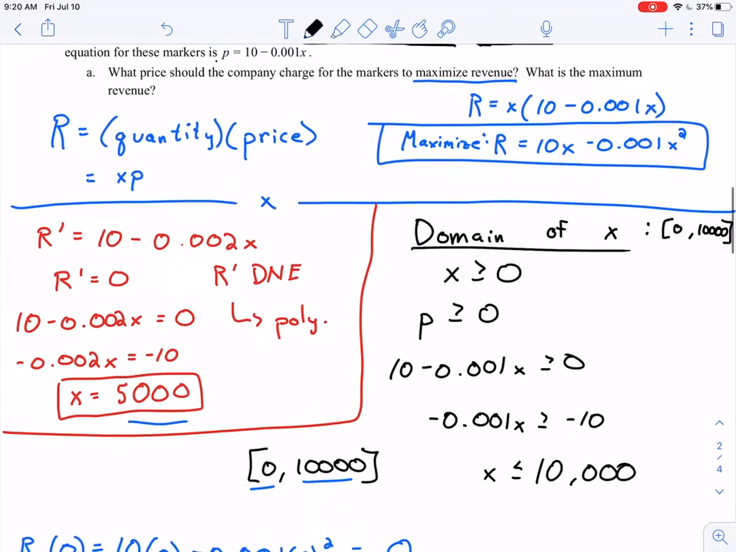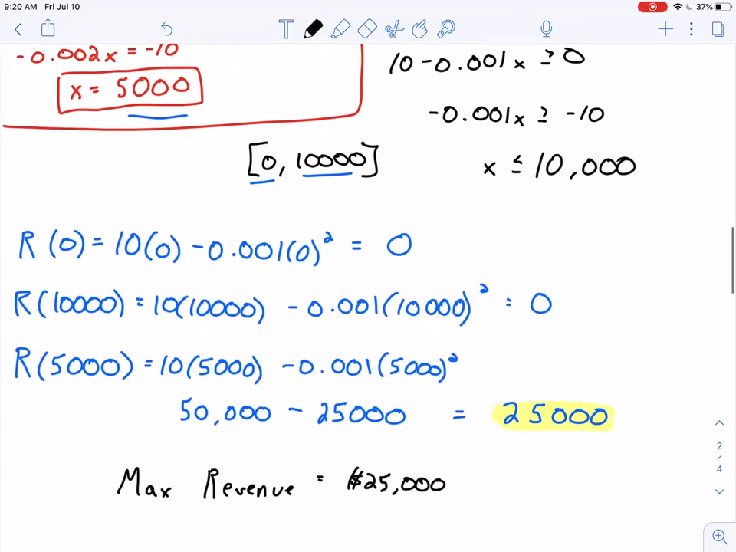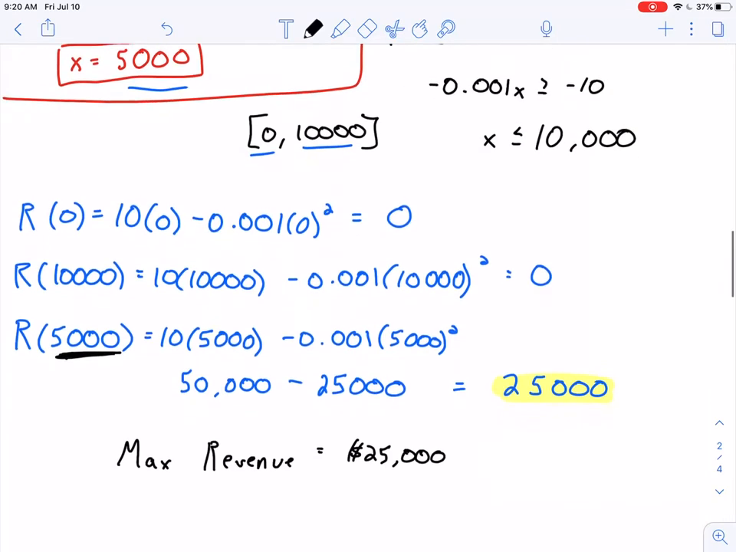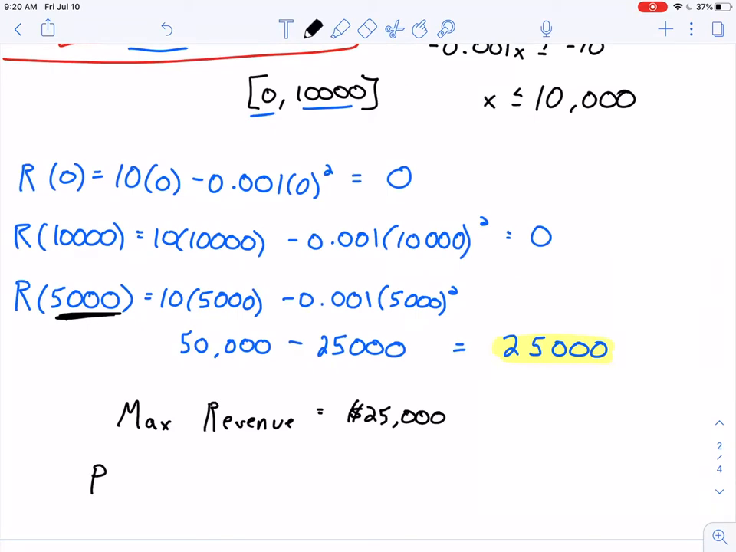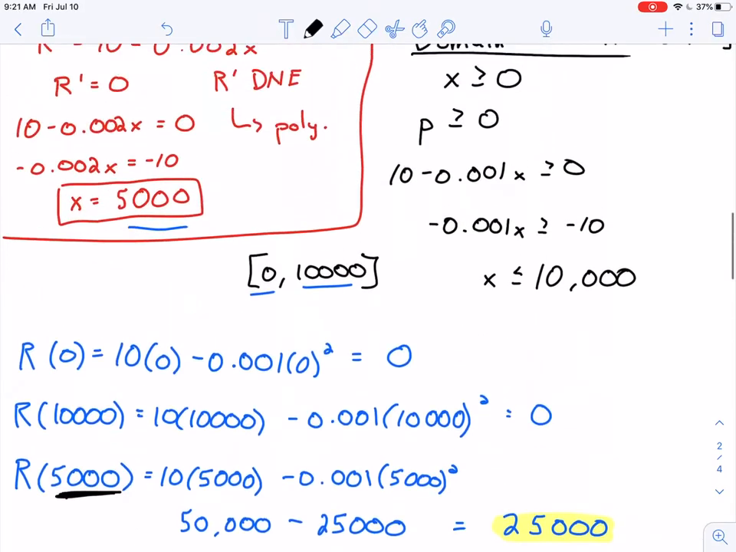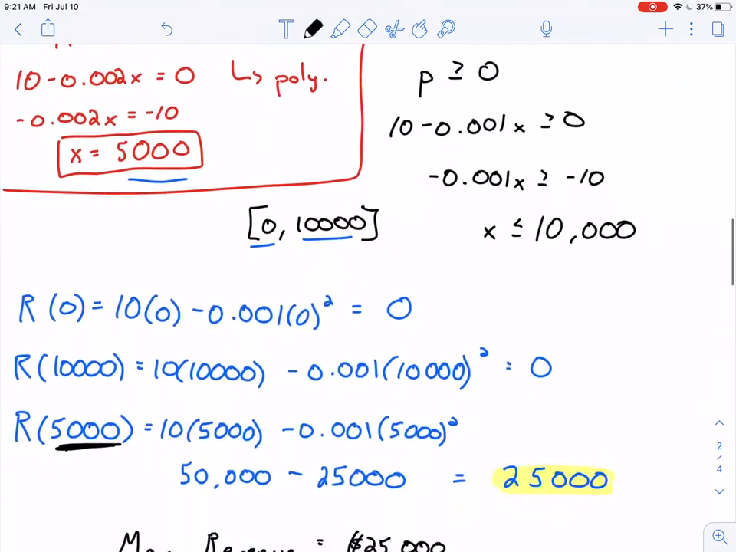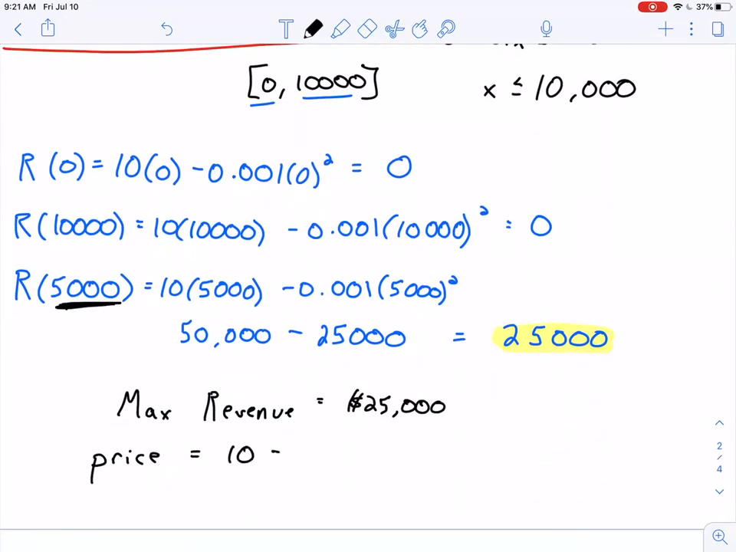So, okay, I'm going to take the x value that maximized my revenue. So we said x equals 5,000. That's what maximized our revenue. Our price is equal to, I already forgot our price demand equation, 10 minus 0.001x. Well, that's 10 minus 0.001 times our x value, which was 5,000.